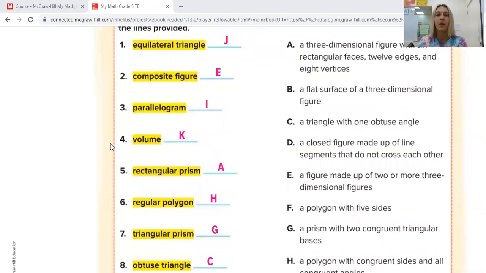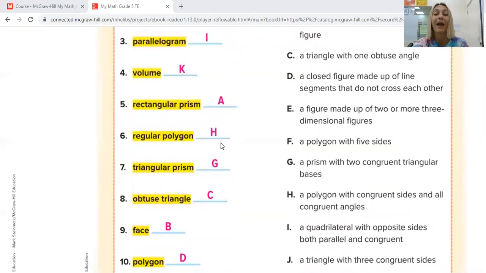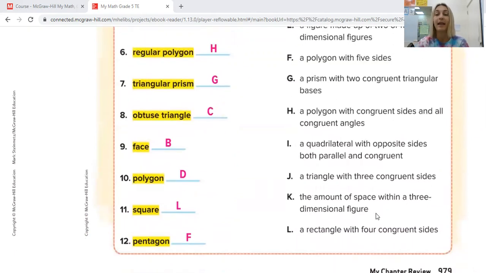Number four, volume. On Tuesday and Thursday, we talked all about volume. To find volume, you need to do length times width times height. But what volume actually is, let's scroll down to K, is the amount of space within a three-dimensional figure. So if I have a 3D shape, volume is telling me how much space is inside here.